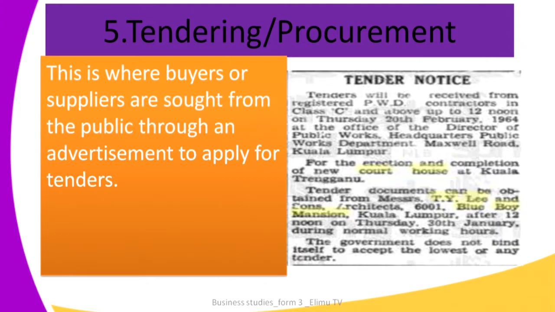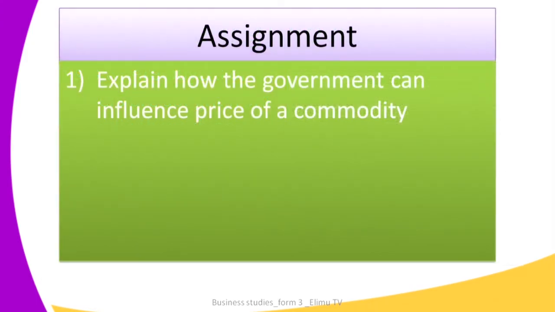That marks the end of our lesson. I'm going to leave you with an assignment that we are going to review during our next lesson. Explain how the government can influence the price of a commodity. We have discussed 4 ways that the government can influence the price of a commodity. So state, then explain clearly how the government can use the 4 ways that we have just discussed to influence the price of a commodity. We are going to look at this during our next lesson.